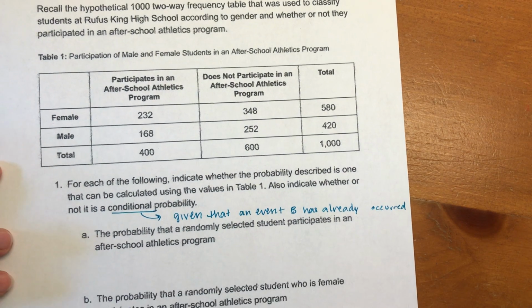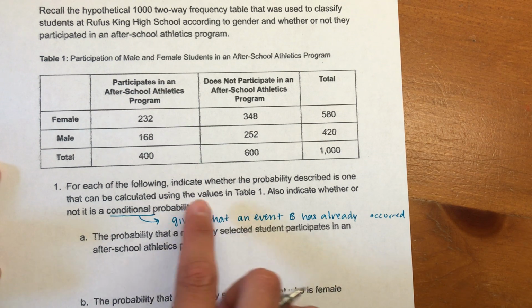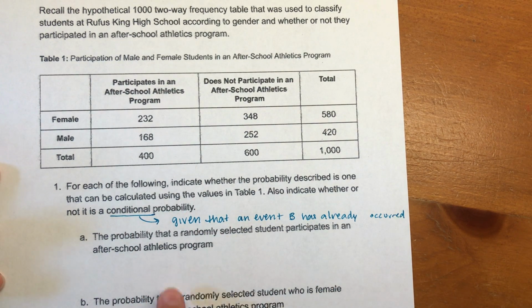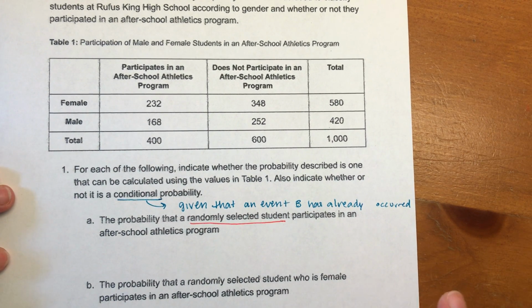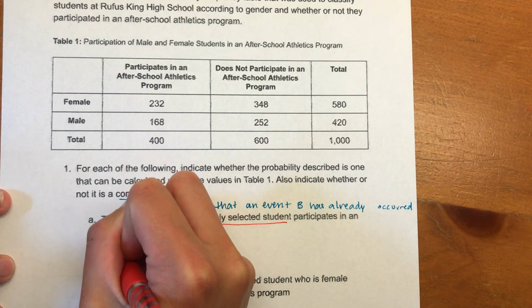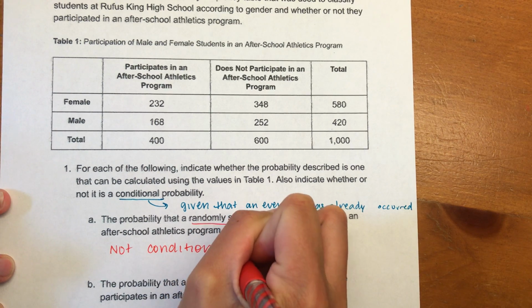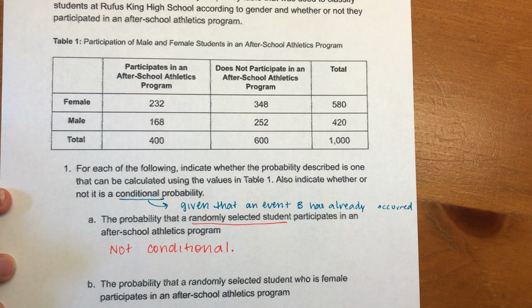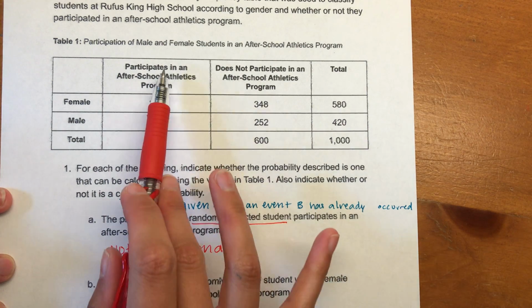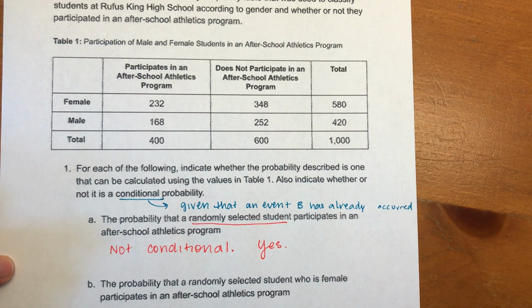So we want to know two things. Can we calculate this value, and is it conditional? If we see randomly selected student, I'm going to say this is not conditional because we're looking at the whole population. There's no condition. There's no event that we need to already happen. So this is not conditional. And can we calculate it using the values in Table 1? Randomly selected student participates in an after-school athletics program? Yes. And we're going to calculate this in the next part.